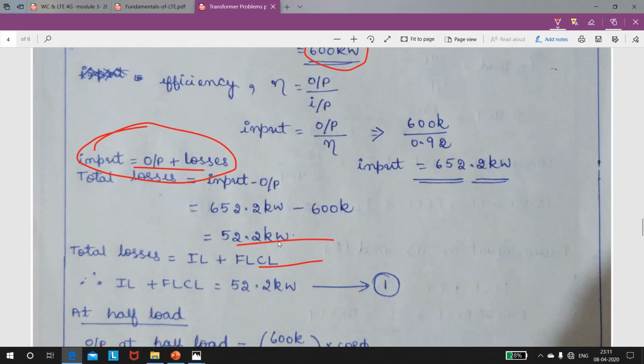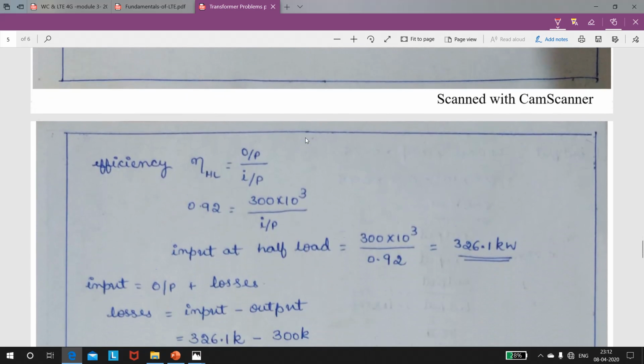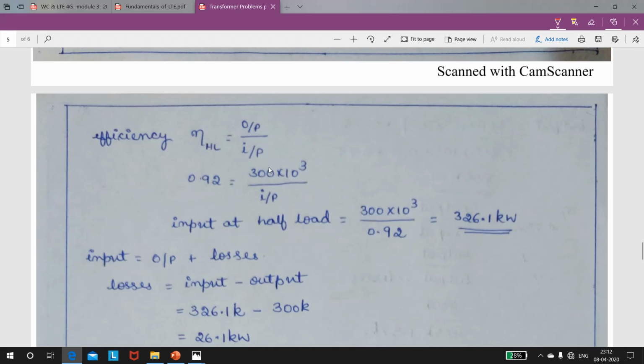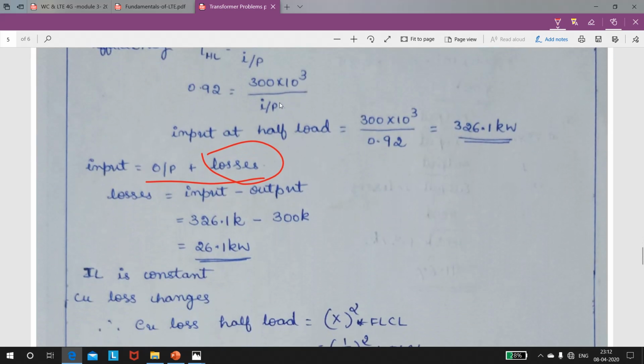Let me follow the same procedure for the half load now. Output at half load: 600 kVA divided by 2 into cos phi will give you the output at half load. Next, let me go down. Efficiency: output is calculated, efficiency is given, so you can calculate the input. Once you get the input, go to this equation. Input is nothing but output plus losses. Now what is losses then? Input minus output. Input you have calculated here, output you have calculated previously here. Correct? So that means you can calculate the loss.